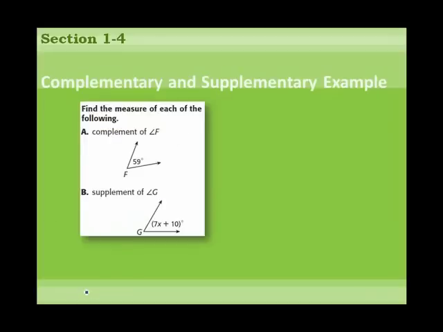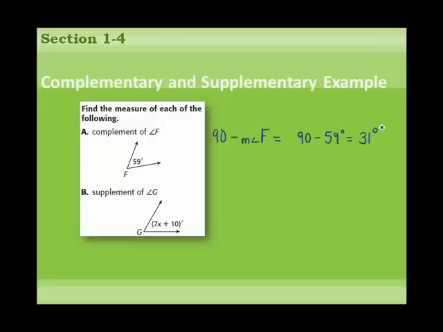So if we have angle F, which is 59 degrees, and we want to find its complement, we have to do 90 minus the measure of angle F. So we would do 90 minus 59 degrees, and we would end up, I believe, with 31 degrees.